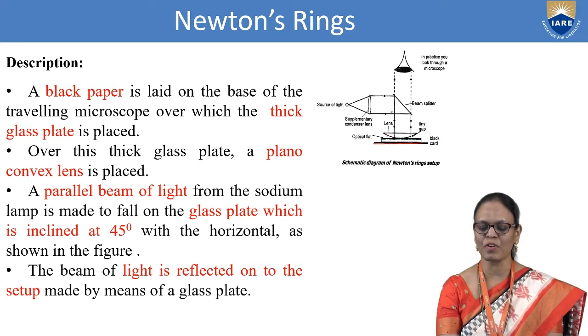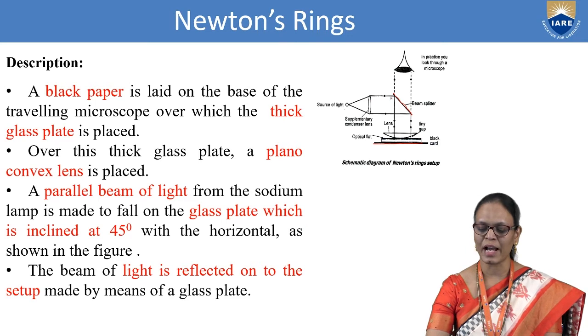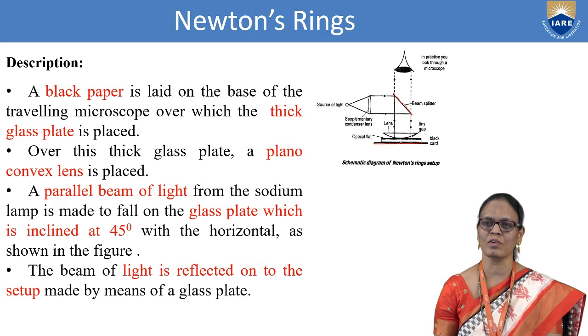Now a parallel beam of light from the source. This is the source. Light coming from the source is made parallel with the help of these condenser lenses. So light that is coming out from the source is made parallel and this is allowed to fall on a glass plate which is inclined at 45 degrees with the horizontal. So this is the glass plate which we are keeping at an angle inclined at 45 degrees to the horizontal. Now the light that is incident on it will get reflected. So the reflected beam is now focused on to this setup where we have put the plano-convex lens. The reflected light is now allowed to fall on the plano-convex lens.